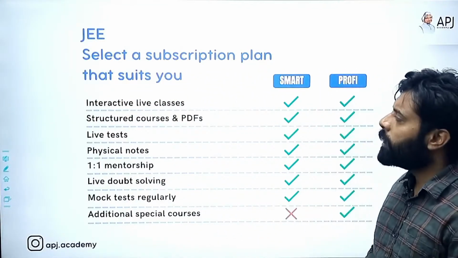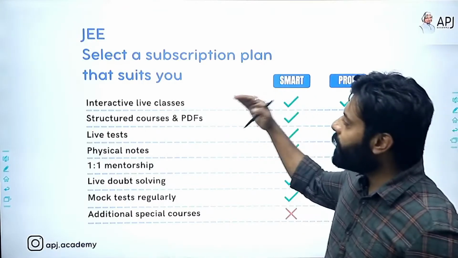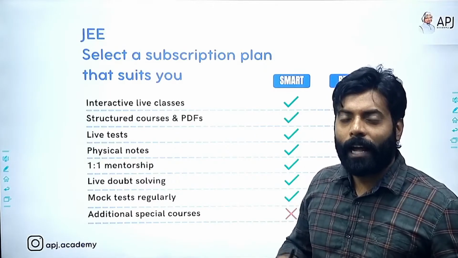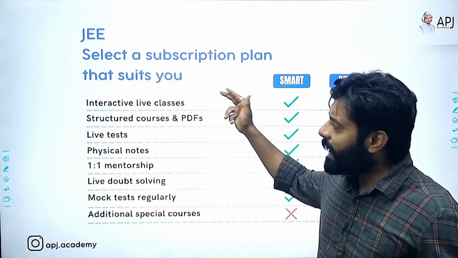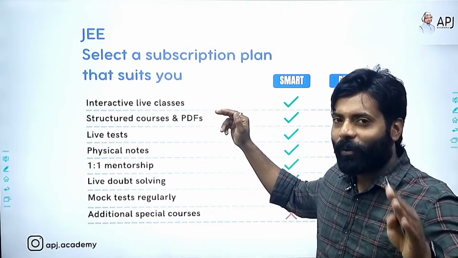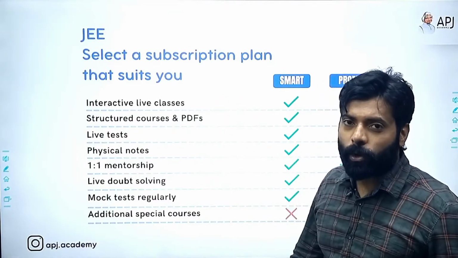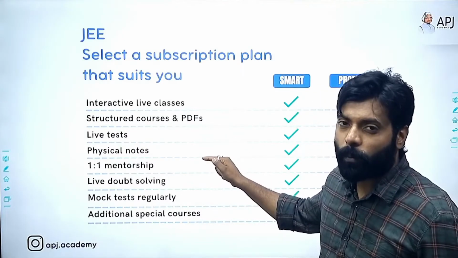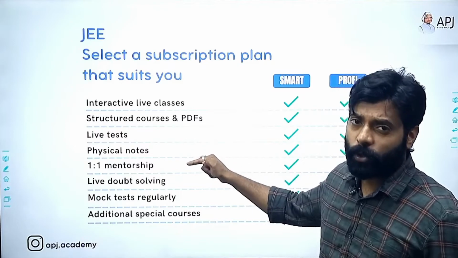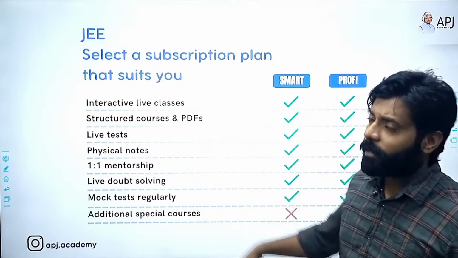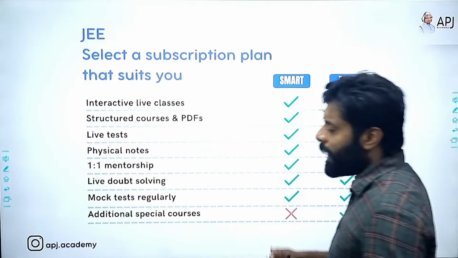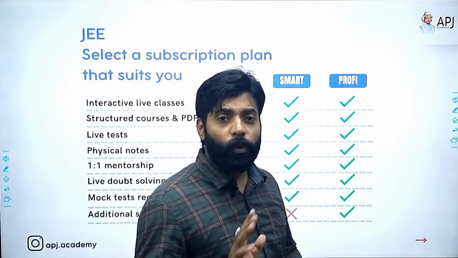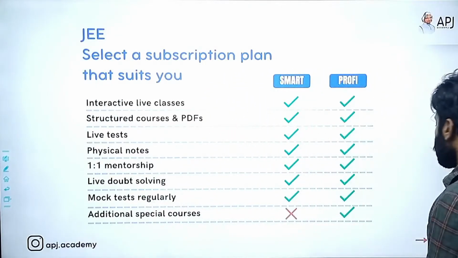What are the other features? First of all, we conduct live interactive classes, and the interaction is so much because we are new here, and we want to produce fantastic results so that you all get your rank. Next is the structured course and PDFs. You get live tests, physical notes, and one-to-one mentorship. No one else provides this. One-to-one tutorship is also there, along with live doubt solving and mock tests. Regularly we conduct mock tests, and now we have launched the test series so that you will be able to crack your exam.